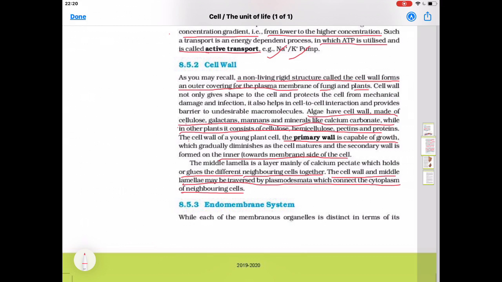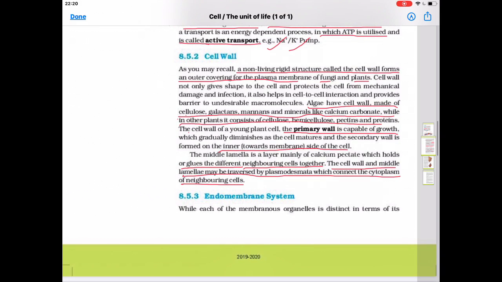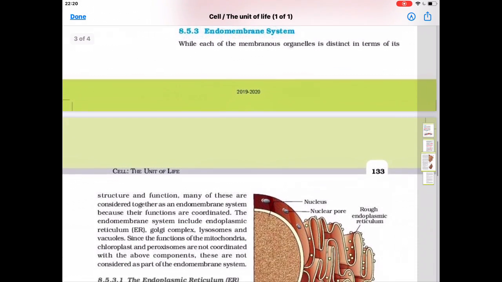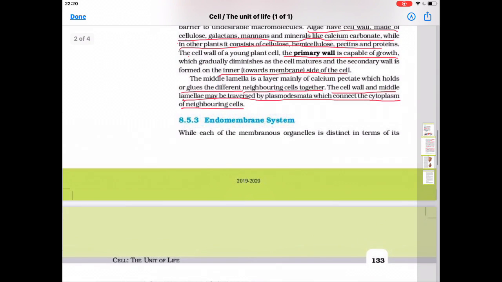Two cells are connected with each other by a material that is calcium pectate, and this layer is known as middle lamella. Between the two cells, middle lamella is present, which is made up of calcium pectate. The two cells are interconnected through the plasmodesmata. In between two cells, a tunnel-like structure is present which connects the two cells, that is known as plasmodesmata.